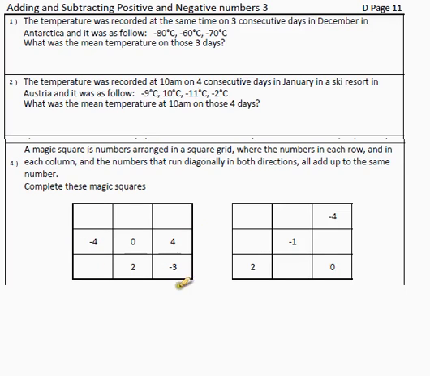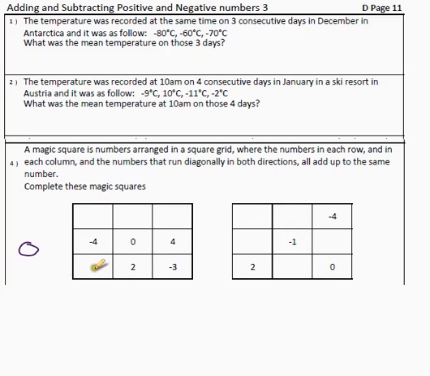Every 3 in a column or row or diagonally must add up to your magic number. Now we can find the magic number by adding this together: minus 4 plus 0 plus 4. If you go to minus 4 on your number line and you plus nothing, you end with minus 4. If you plus 4 to minus 4, you end on 0. So my magic number is 0.